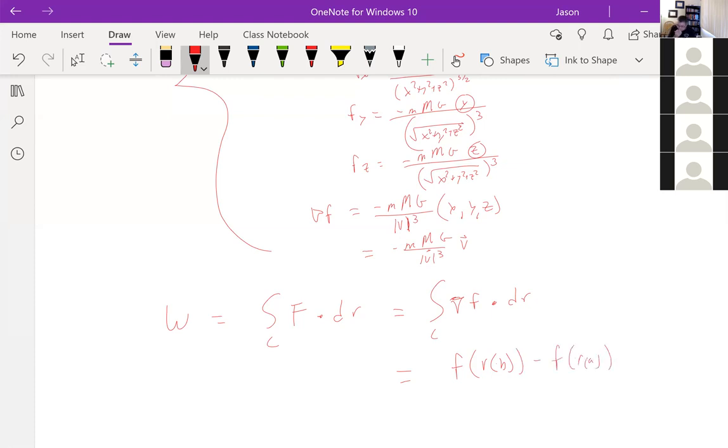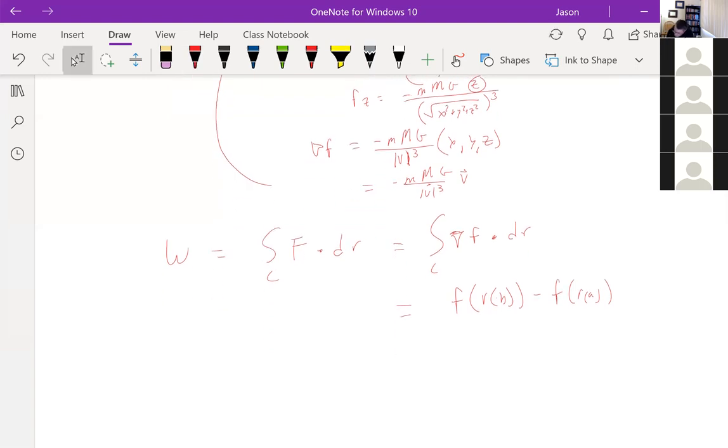But what's r of a and r of b in this case? We have to think, well, what do we have? We have r as x, y, and z. r was equal to x, y, and z. So there was that vector, x, y, and z. Or we could say v in this case, since we're really doing this with respect to v. The vector x, y, z. And so now what are we saying?